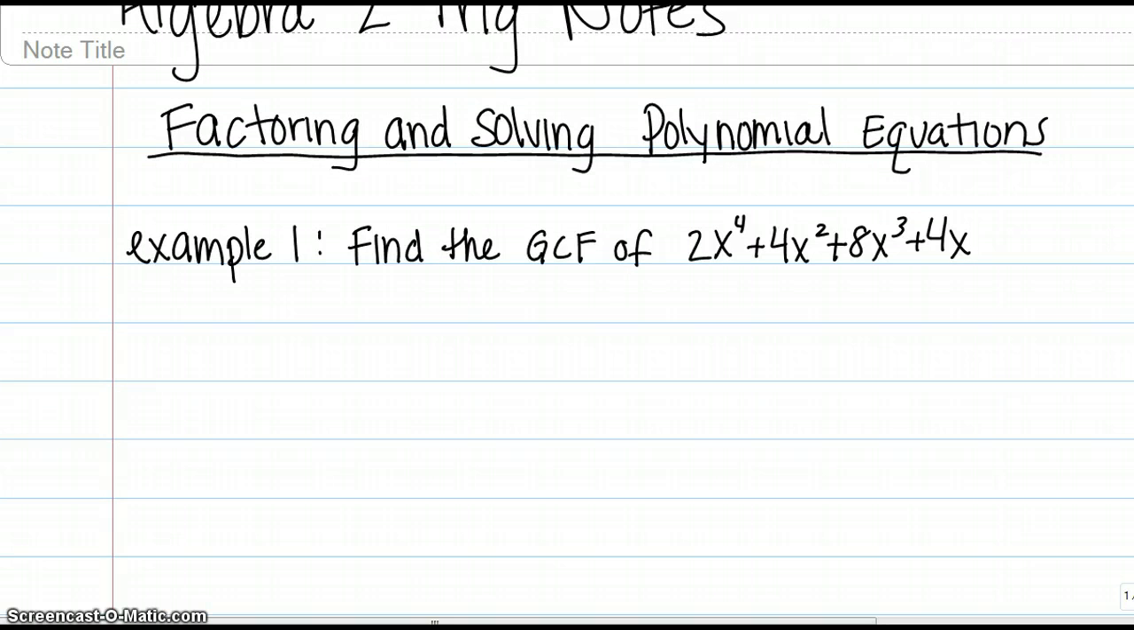So remember, a GCF is something we can divide each and every term by, and it is in fact the greatest factor that we can divide it by. So if I look at 2, 4, 8, and 4, their greatest common factor is 2. And then each term does have some x's. The first one has 4, the second one has 2, the third one has 3, and the last one has 1. So the largest number of x's I could take from each of these is just 1, because this last term only has 1x. So the GCF of this polynomial is just 2x.